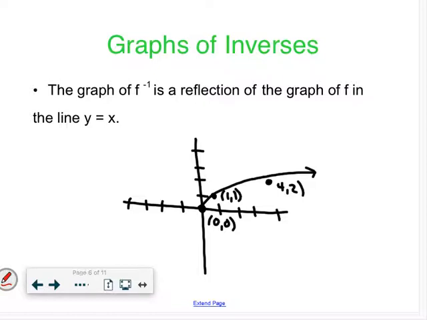And then if I wanted to do the inverse, I just switch the x and y's of all those ordered pairs. So 0, 0 is the same point. 1, 1 is the same point. And then 4, 2 becomes 2, 4. So I go right 2 and up 4. And this is my inverse graph. This is showing us that these two graphs are a reflection in the line y equals x. You can kind of see over here with 4, 2 and 2, 4 that they're a reflection over that line. So if you fold on that line, it maps over to the other side.